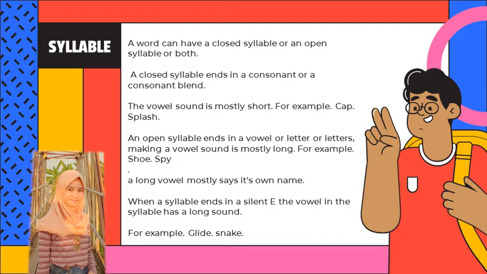An open syllable ends in a vowel letter or letters making a vowel sound, which is mostly long. For example, sue, spy. A long vowel mostly says its own name. When a syllable ends in a silent E, the vowel in the syllable has a long sound. For example, kite, snake.